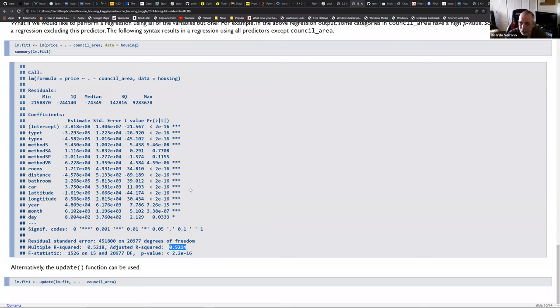Okay. Any questions so far? Yes. Did they mention the correlation of the predictors for selecting between them?